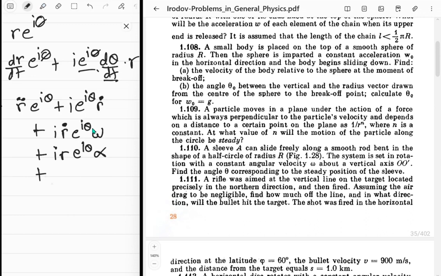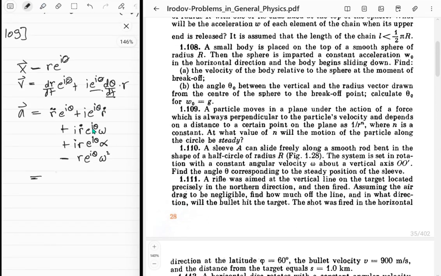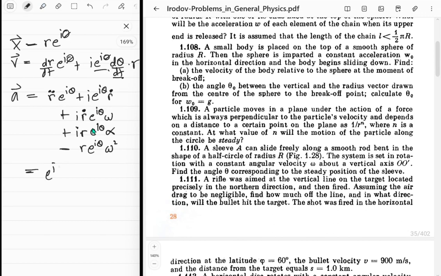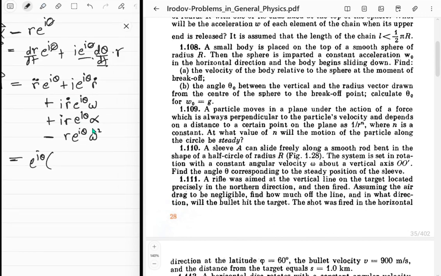So plus, that's going to be negative over there. Think about it. It's going to have omega squared. So negative r e^{iθ} omega squared. That should be it. Let's combine this to get the real part and the imaginary part. First of all, e^{iθ} common. Then you got this and that. So r double dot minus r omega squared.